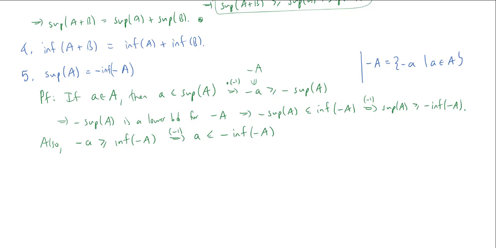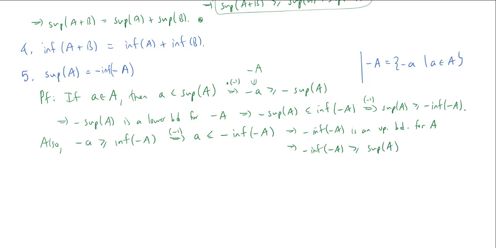But this tells me that the negative of the infimum of negative A is at least A for all A in the set, so this is an upper bound for the set A. But if you're an upper bound, then you're at least as big as the supremum. So the negative of the infimum of negative A is at least the supremum of A.